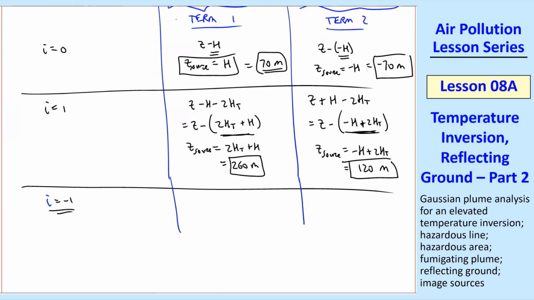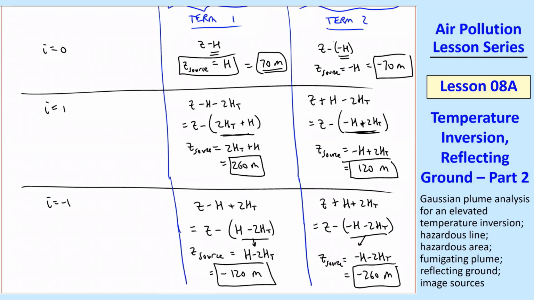I'm going to pause and fill some of this in to save time. So doing the exact same thing when i equals negative 1, we end up with the first term giving us negative 120 and the second term giving us negative 260. Now, to double check your algebra, you have to realize that since we're reflecting off the ground, anytime there's an h, there has to be a negative h. So we had a 70 and a negative 70. When there's a 120 meters, you have to have a negative 120 meters, and that's what we're getting here. So that's good.